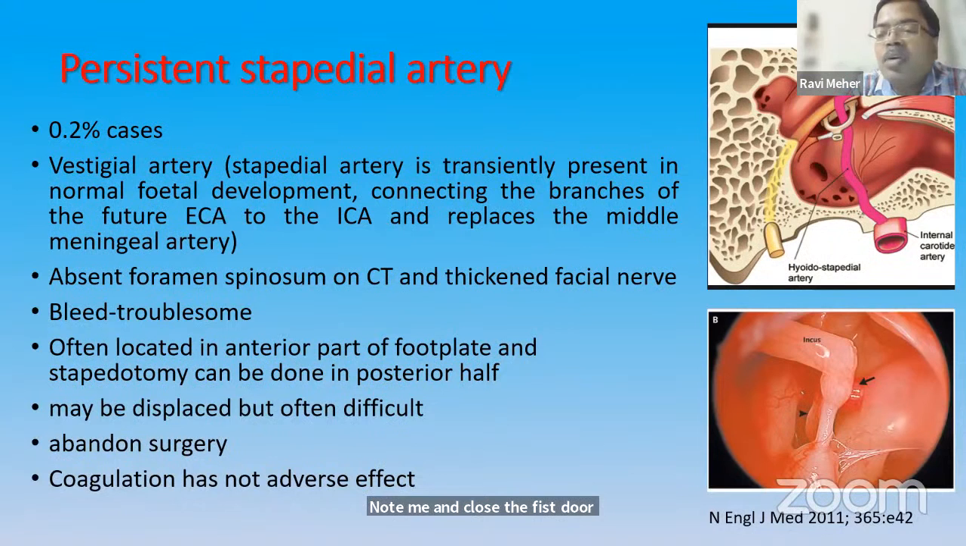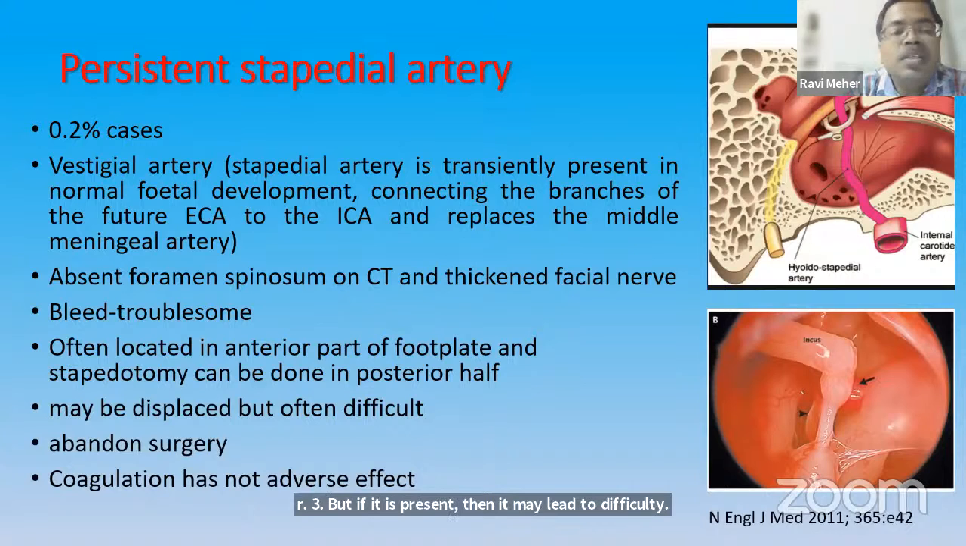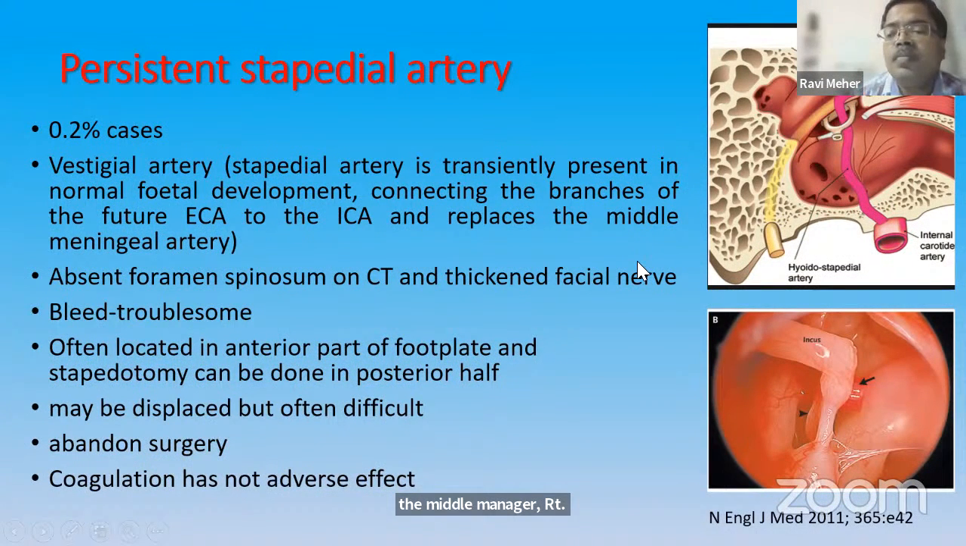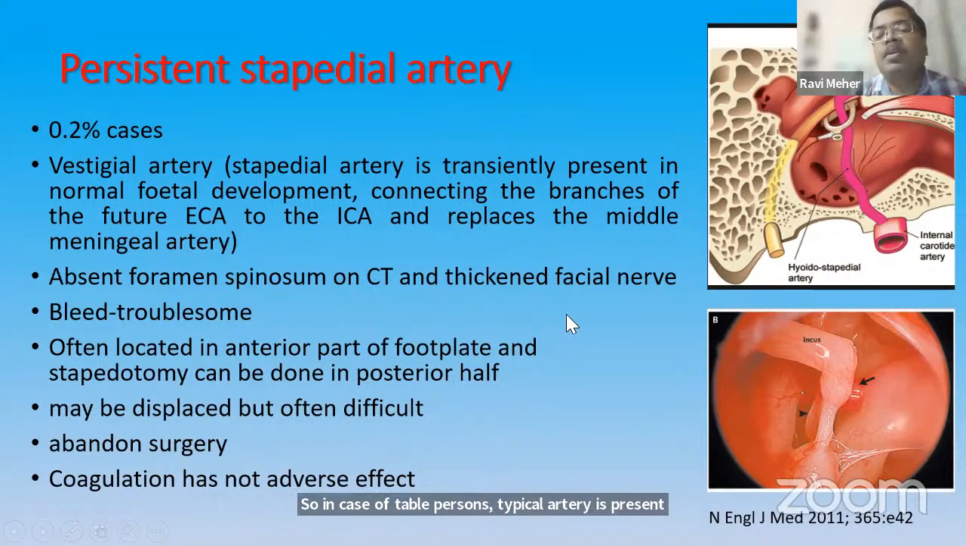I have not encountered any case of persistent stapedial artery, but if it is present, then it may lead to difficulty during a stapedotomy and piston insertion. So what is it? It is actually an embryological communication between the internal carotid artery and the external carotid artery, and it replaces the middle meningeal artery. So in case a persistent stapedial artery is present, the middle meningeal artery will be absent.